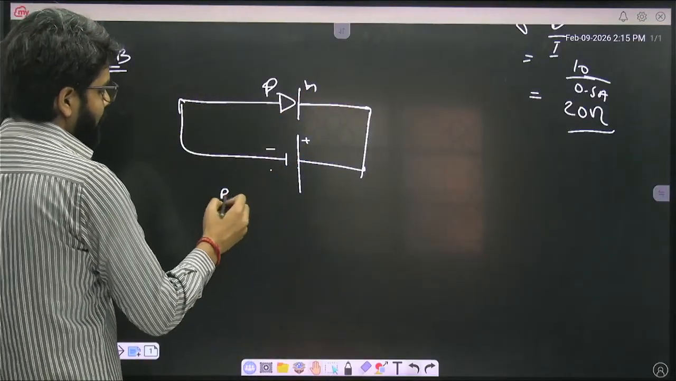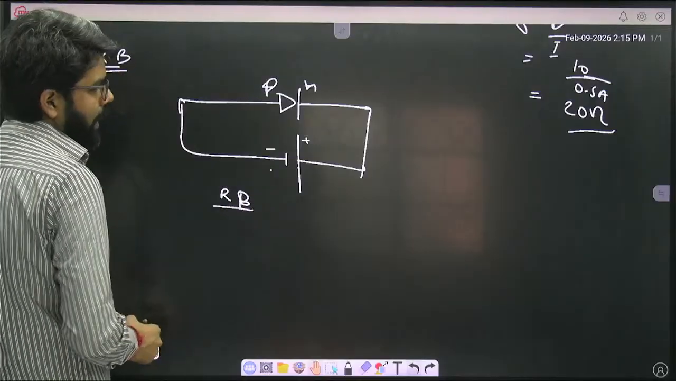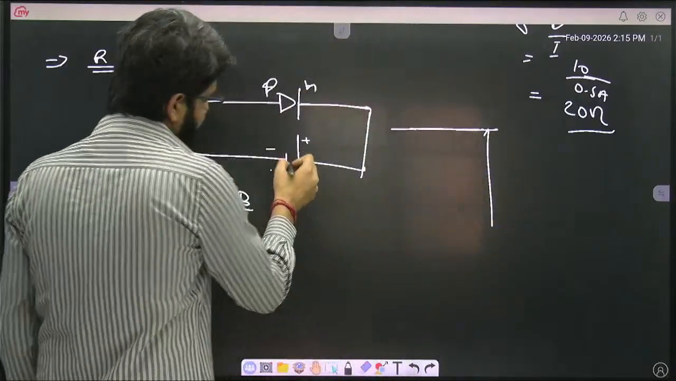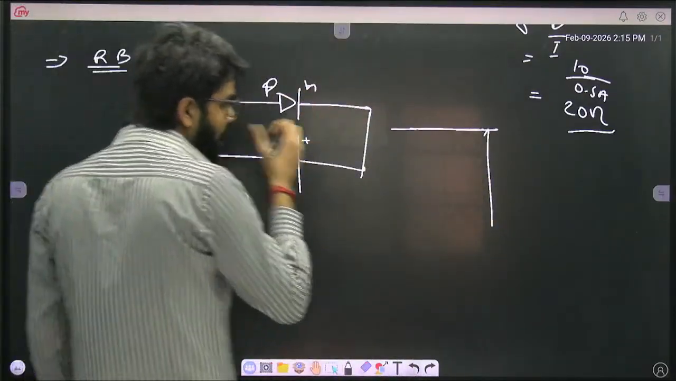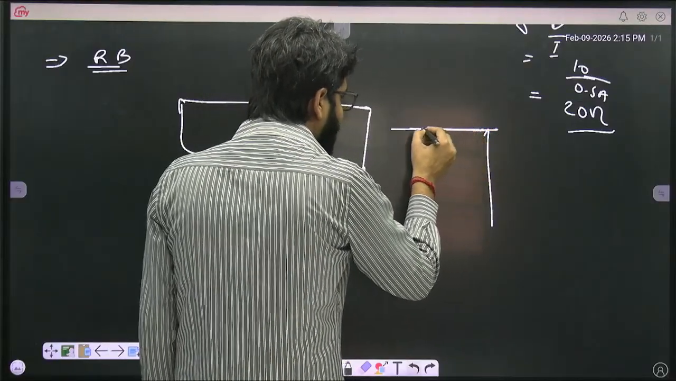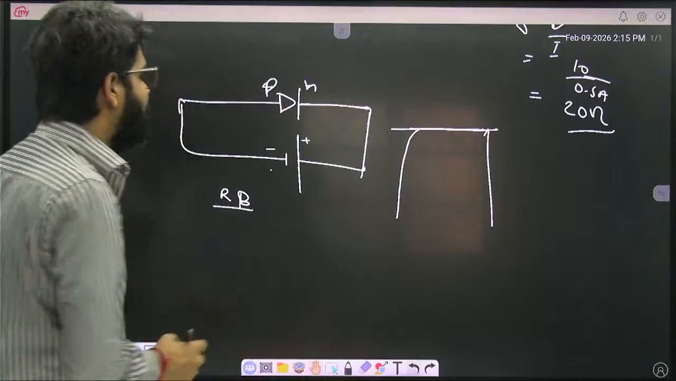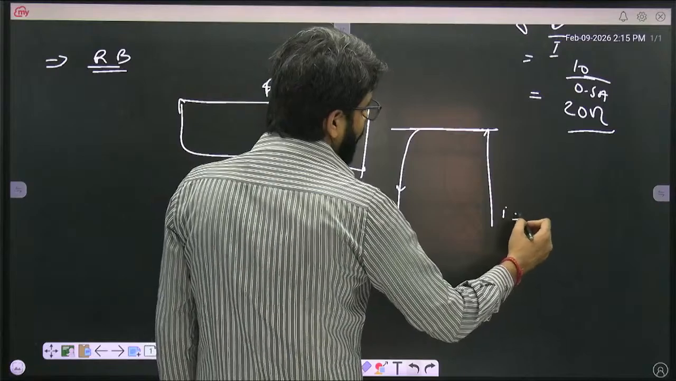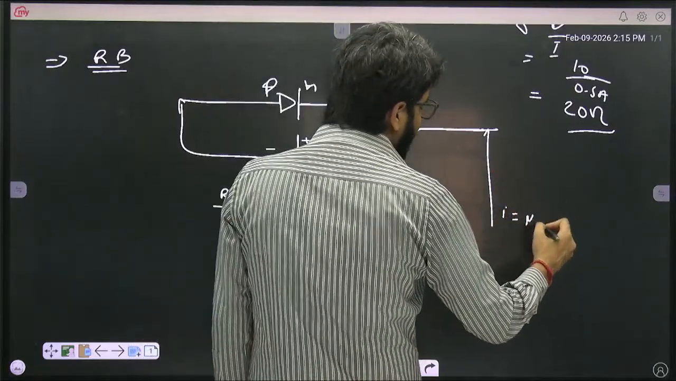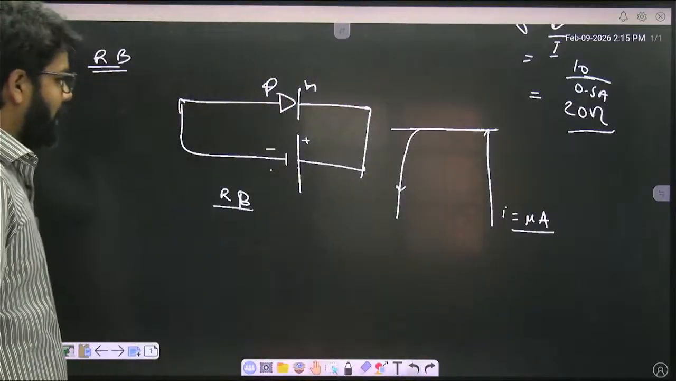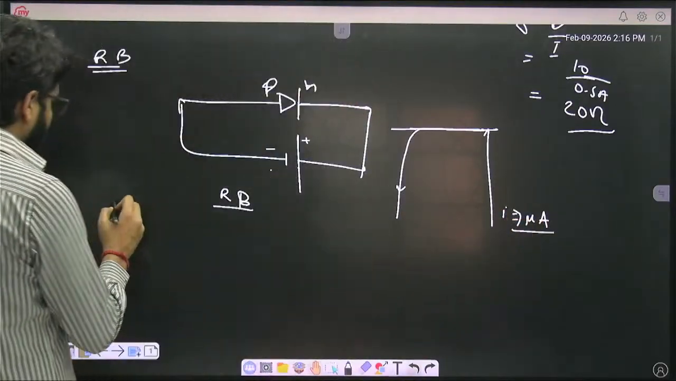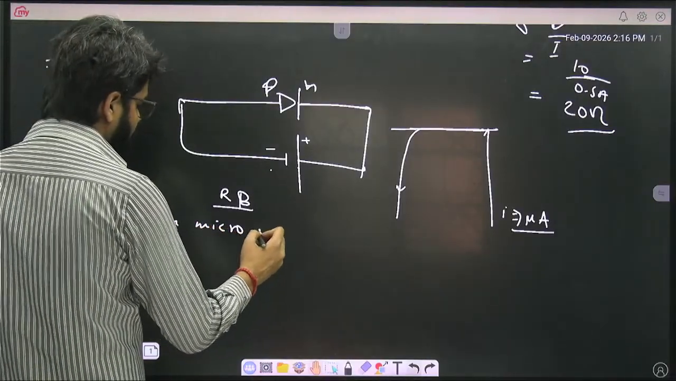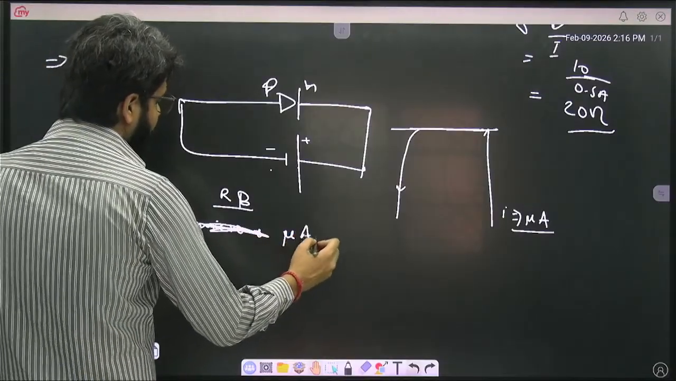So you connect the diode with the opposite polarity. This type of connection is called RB, that means reverse bias. What happens when the potential is supplied? In the beginning there will be no current, and finally there will be an abrupt increase in the current, and the current produced is in microampere. Okay, so write it. I value is in microampere first.